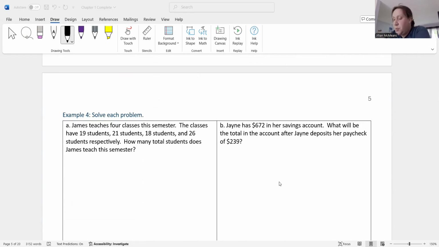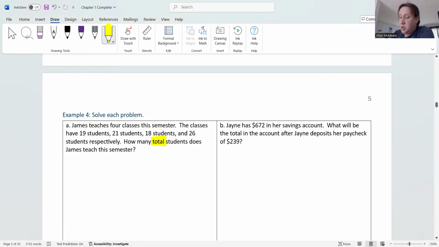Okay, so for part A, it says James teaches 4 classes this semester. The classes have 19 students, 21 students, 18 students, and 26 students respectively. So those 4 classes have that many students per class, okay? How many total, there's the word, how many total students does James teach this semester? So always be on the lookout for words that might indicate some kind of operation. In this case, we do have the word total.